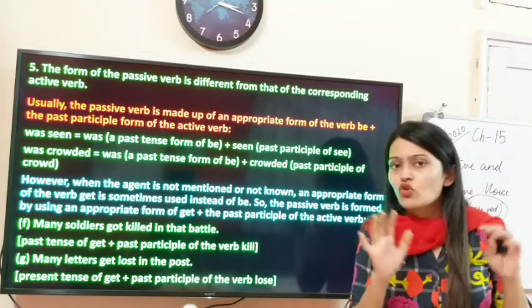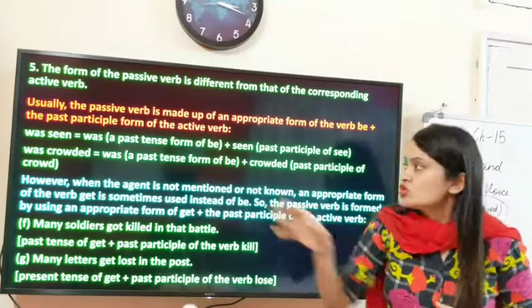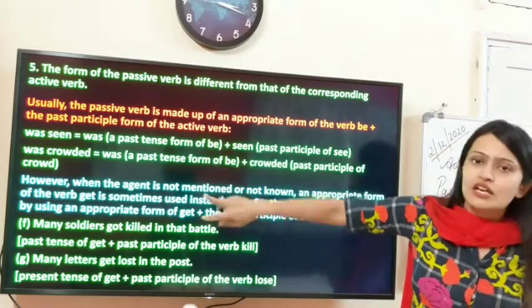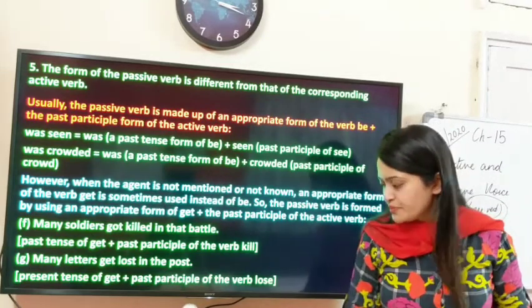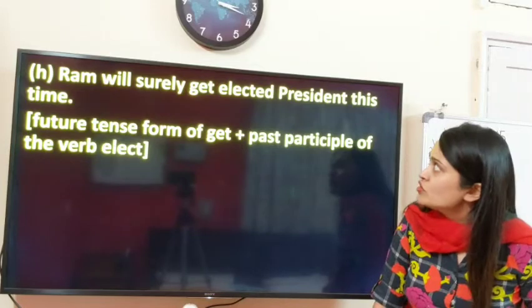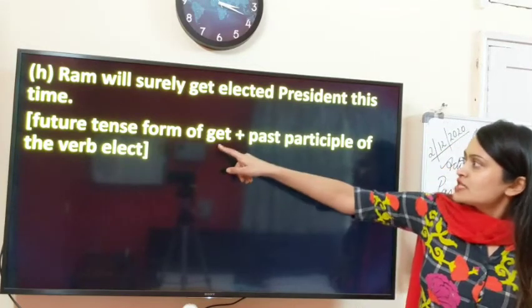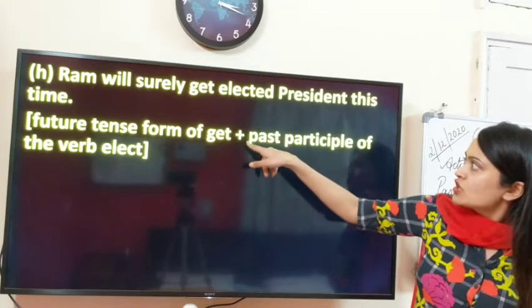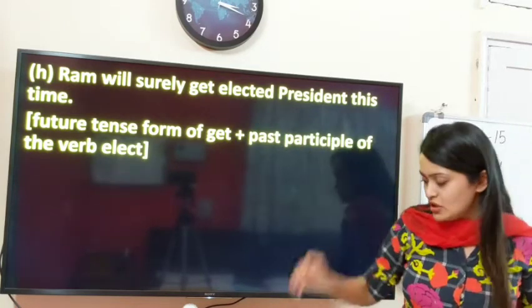Okay, children, there are no complexities in changing from active to passive voice. You just have to practice these two formats: be plus past participle, get plus past participle. Okay, Ram will surely get elected president this time. Future tense form of get, plus the past participle of the verb elect, elected. Okay, children?